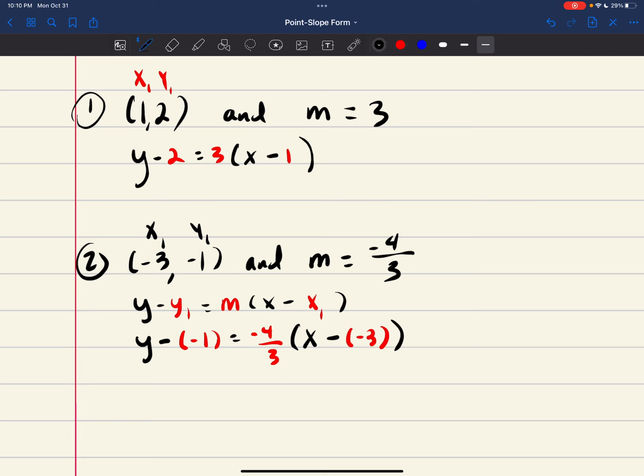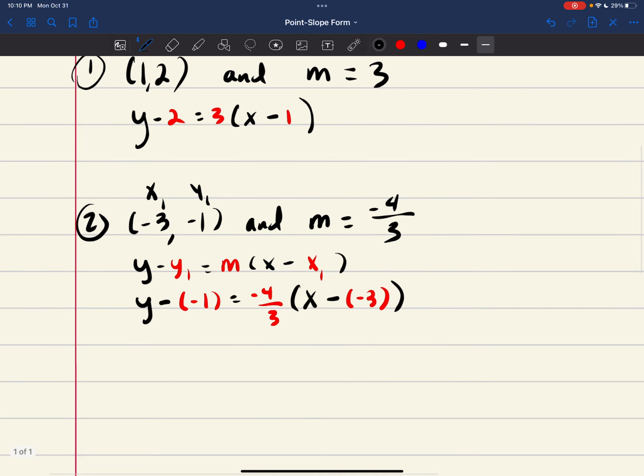Okay, now I'm not done here. I'm going to simplify this because I see a negative times a negative and another negative times a negative. I need to simplify that and make that look nice. So I have y plus 1 equals -4/3 times x plus 3. Okay, and that's it. That is point slope form.